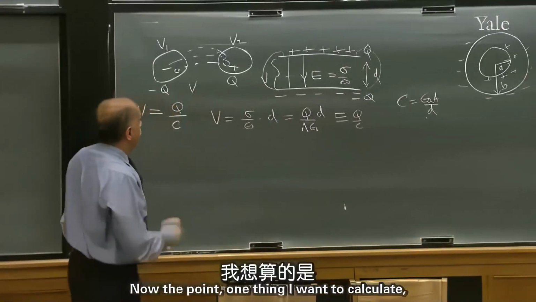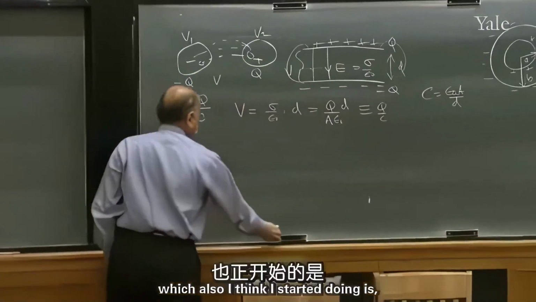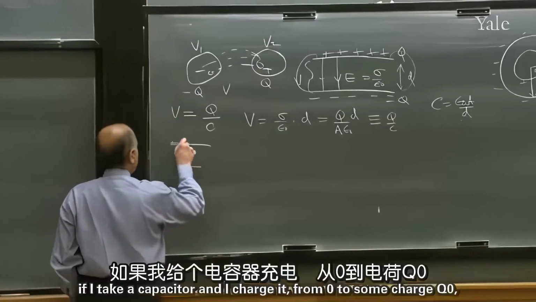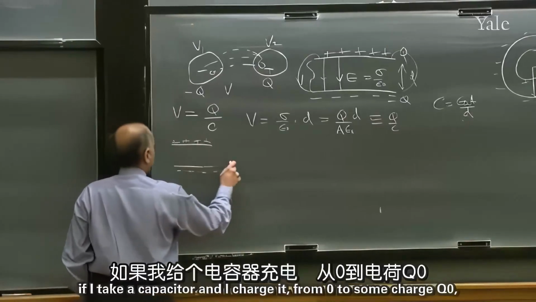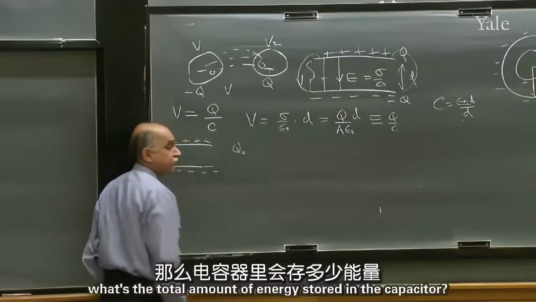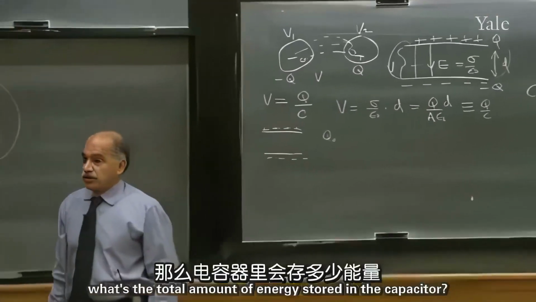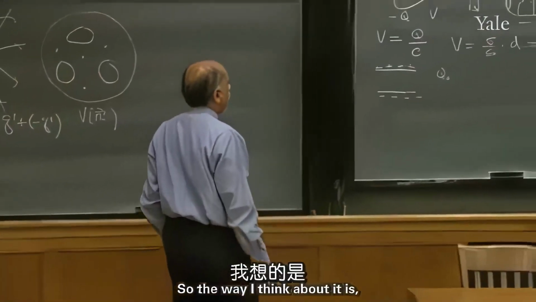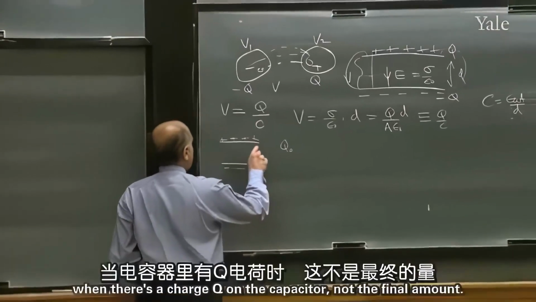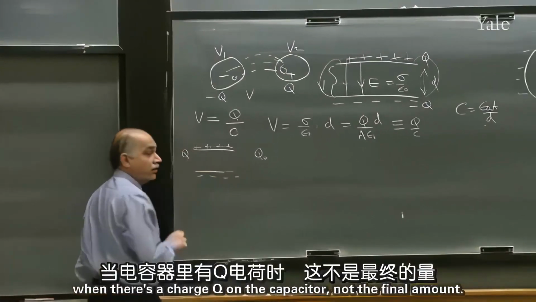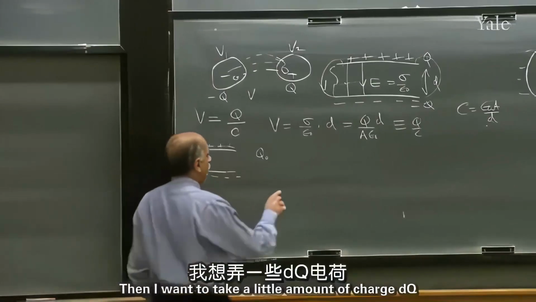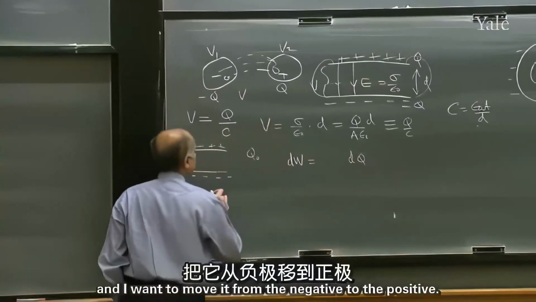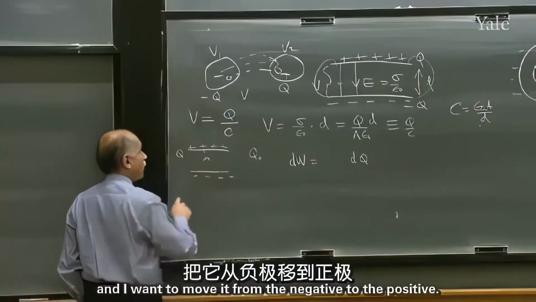Now, one thing I want to calculate, which also I think I started doing, is if I take a capacitor and I charge it from 0 to some charge Q naught, what's the total amount of energy stored in the capacitor? So the way I think about it is, I take some intermediate situation when there's a charge Q on the capacitor, not the final amount. Then I want to take a little amount of charge dQ, and I want to move it from the negative to the positive plate.